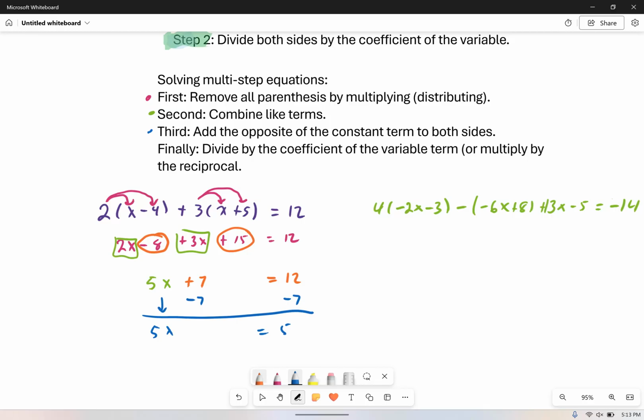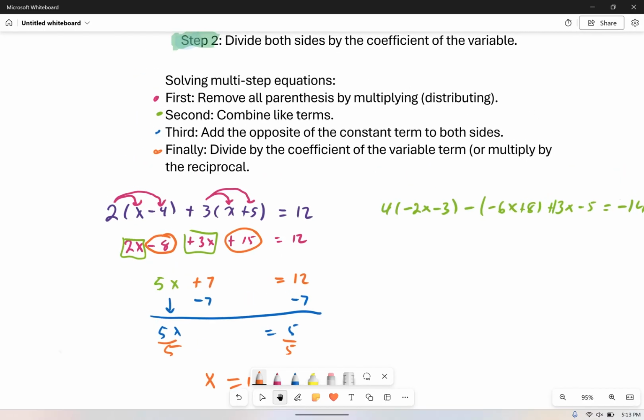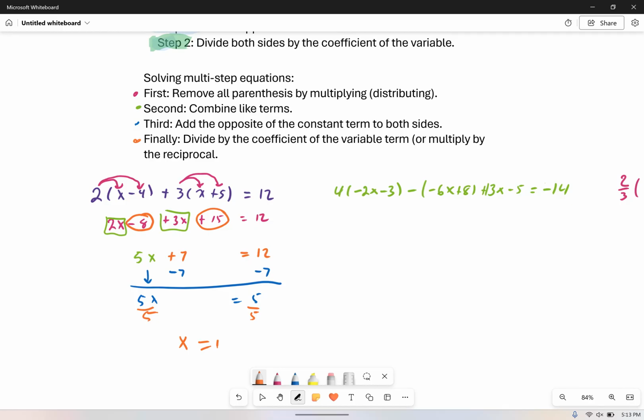And then finally, step 4. Divide by 5, divide by 5. X equals 1. Now I know I did that very, very quickly. So let's just go back.